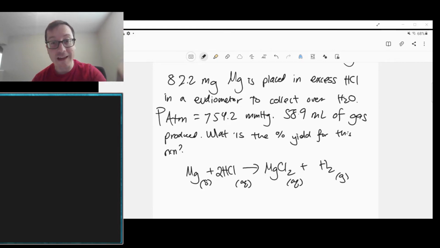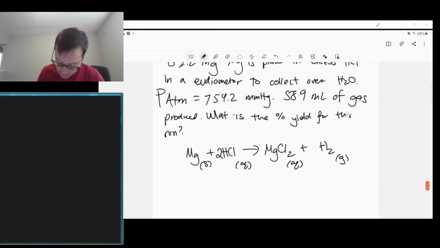So we know we can calculate the moles, the theoretical yield, by taking our milligrams of magnesium and reacting them, right? We can figure out the moles of gas produced, theoretically. However, we have some actual values here. We actually collected 58.9 mLs of gas. But we know some of that gas is going to be water vapor. So we have to figure out how much of that is actually hydrogen gas as well. So we will want to do it this way. Our milligrams of magnesium will give us our theoretical yield.